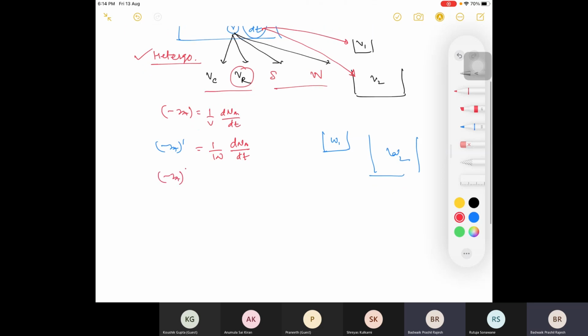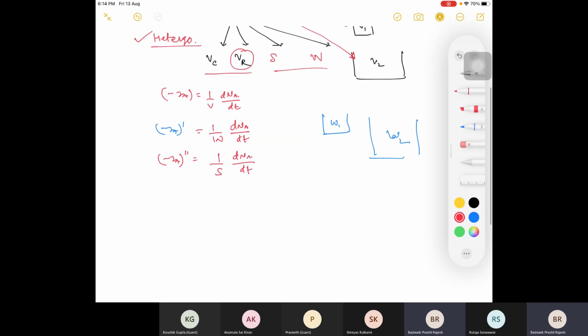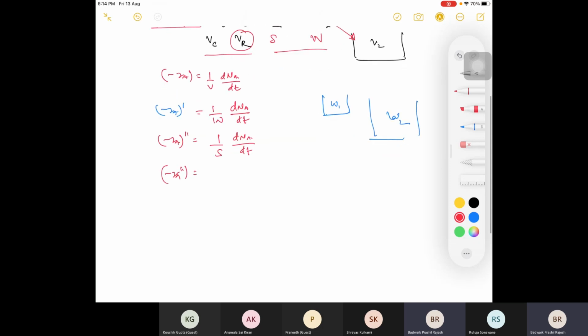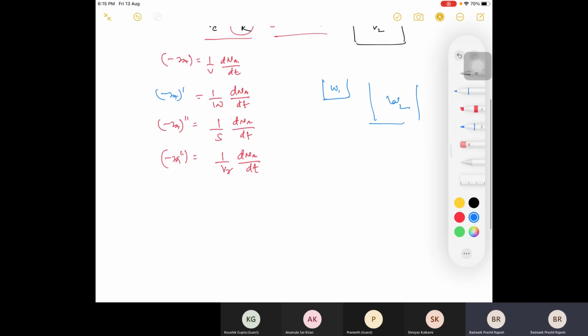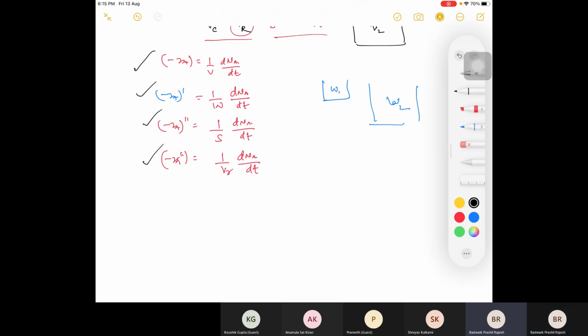Third one was surface area of catalyst, 1 by surface area of catalyst dNA by dt. Fourth one, I guess, was 1 by volume of reactor dNA by dt. And you can define n number of ways, right? Out of these, you need to define one rate equation that will be an easier one to measure your rate. Which one will be easier to measure? Can you guess? I asked you the same question earlier also. Weight of catalyst, right?